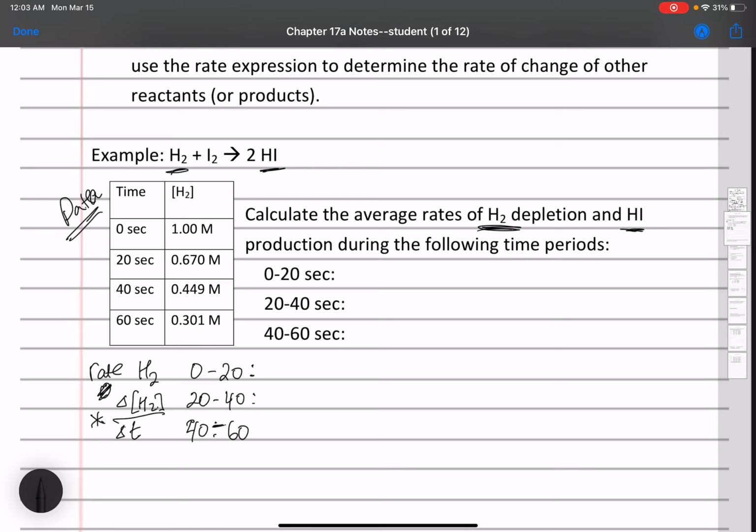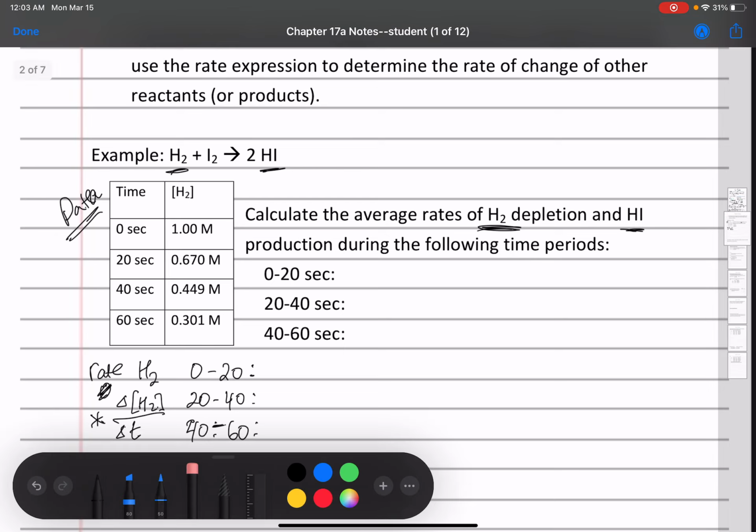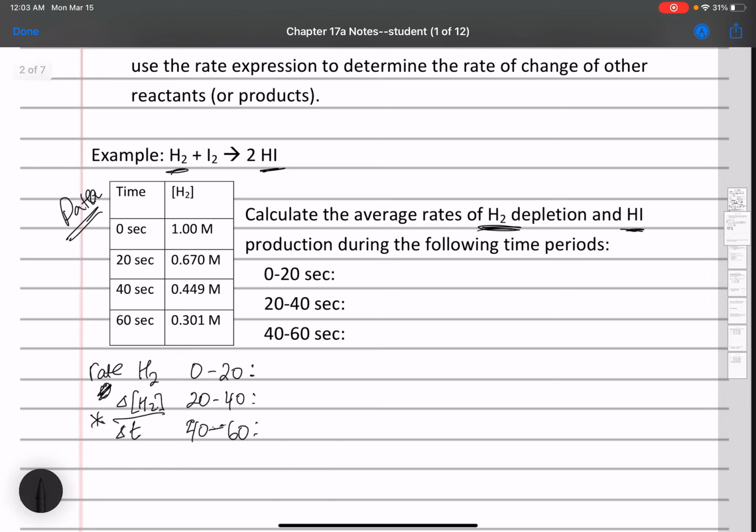Oops, 40 to 60. I don't want you to think that's a division sign. Okay, so from 0 to 20 seconds, our change is always final minus initial. So our final concentration at 20 seconds is 0.670 molar minus our initial concentration, 0.100 molar. Oh, and this is a reactant, so I can't forget my negative sign in front. Always losing those negative signs.